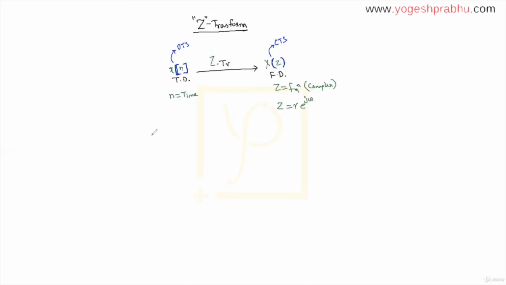Now we have a standard formula of Z transform. So let me write down the Z transform formula. You have to remember this formula. The formula says x of z is equal to the sum from n is equal to minus infinity to infinity of x of n z raised to minus n. Note the minus n over here.